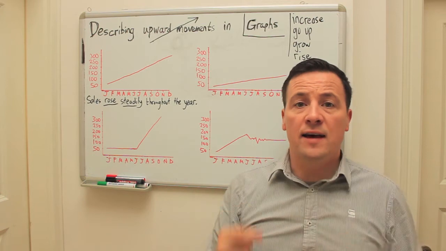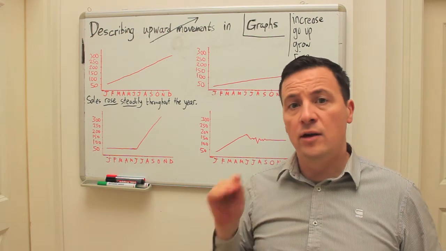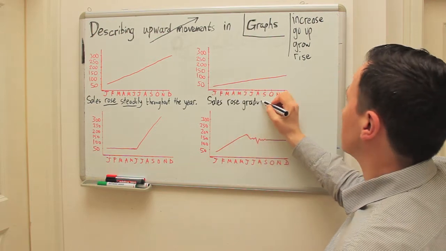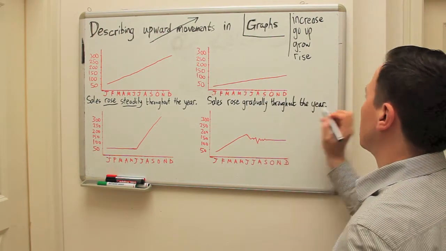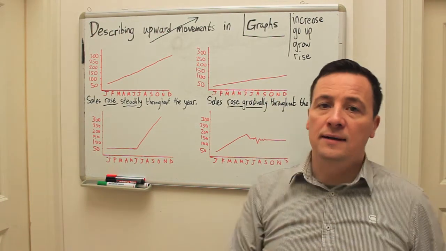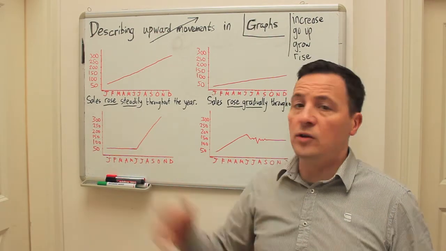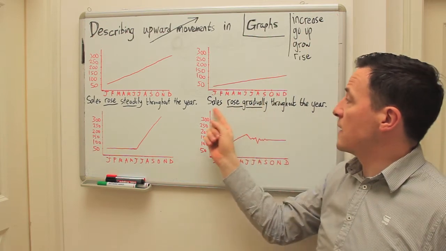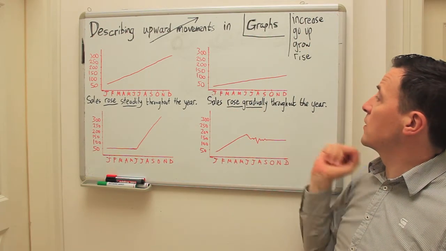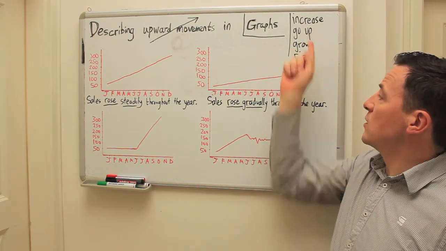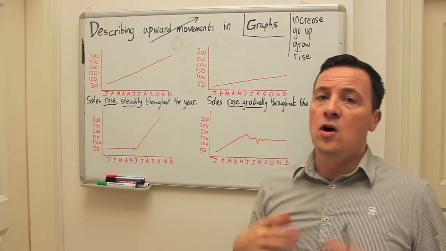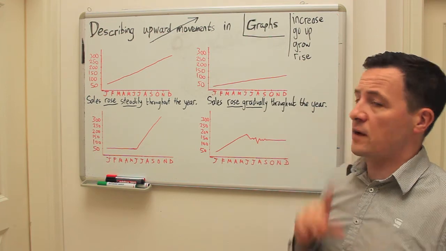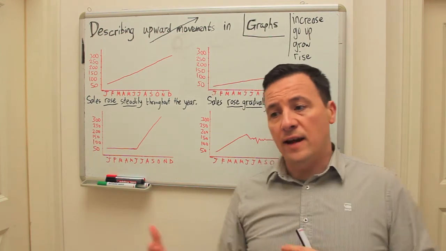So that would describe less of an increase. So you could say sales rose gradually throughout the year. So I'll write it here. And like in the first example, you could also use the other verbs. So you could say with increase, sales increased gradually throughout the year, or sales went up gradually throughout the year, or sales grew gradually throughout the year. Let's have a look at the next example.